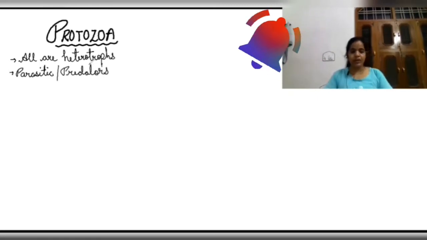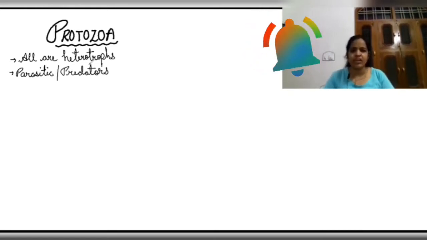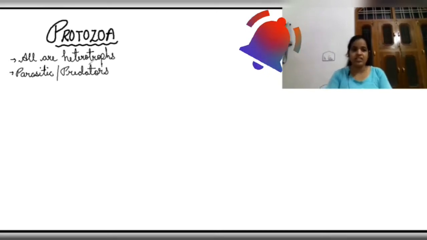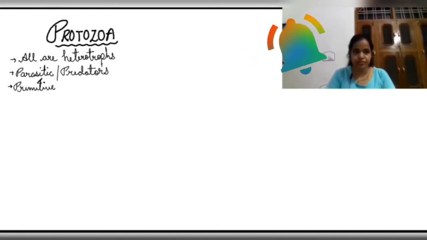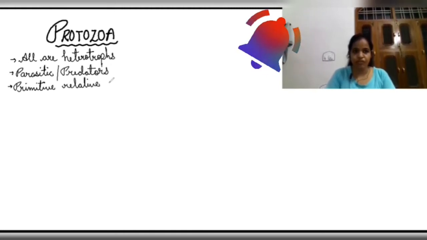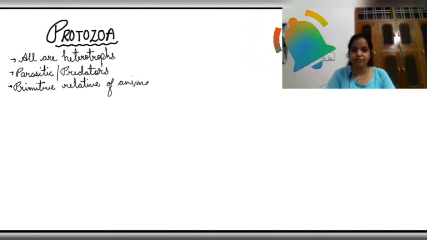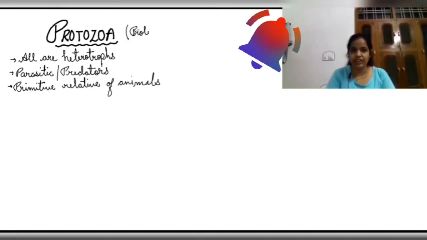Clear? Now, next point, these are known as primitive relatives of the animals because they have many similar characteristics to the animals. Primitive relatives of animals. But they belong to which kingdom? They belong to kingdom Protista. Clear? So you won't have to get confused with this point, guys.